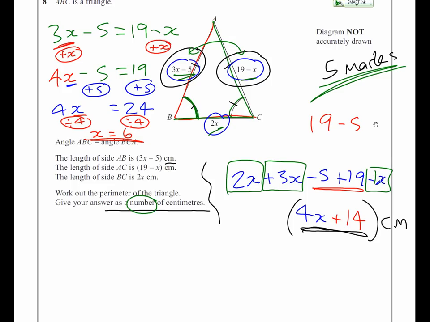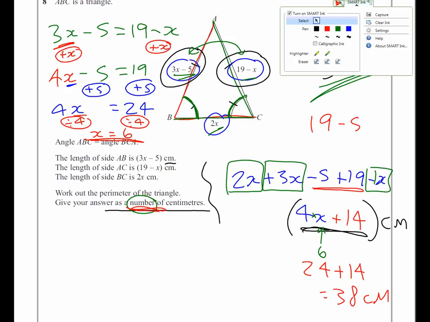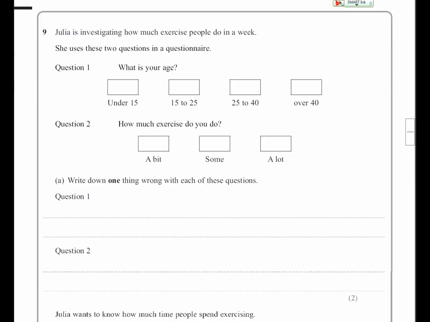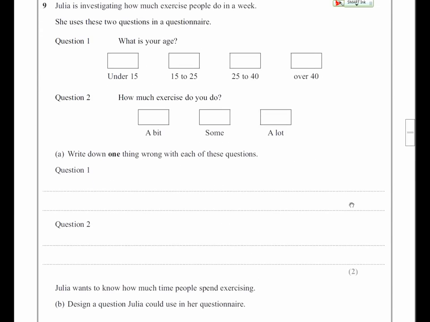It's very strange to give you information on a GCSE paper that you don't need, so remember that. So this is 6 instead of x. 4 times 6, 12, 24. Add on 14. 24 add 14, 38 centimetres is your answer as a number, which was what was requested. Now that feels like 5 marks. Now we can move on to question 9.